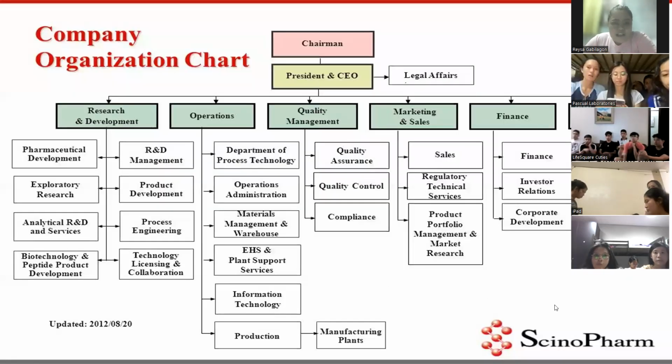So this is Sinopharm. I don't have access to the organizational chart of the companies, of course. So what I did is I just did some research. So this is for Sinopharm. Of course, they have the chairman, they have the president and the CEO in their top management, and then they have the legal affairs department. Now, the common for all companies, we have here the research and development.